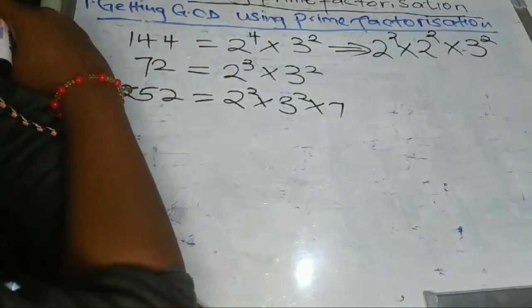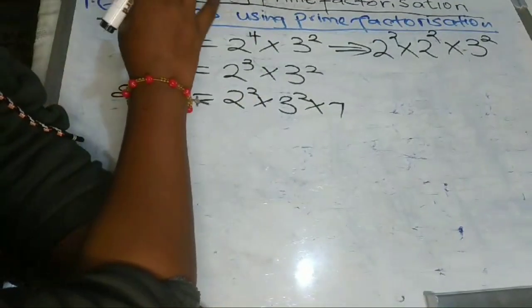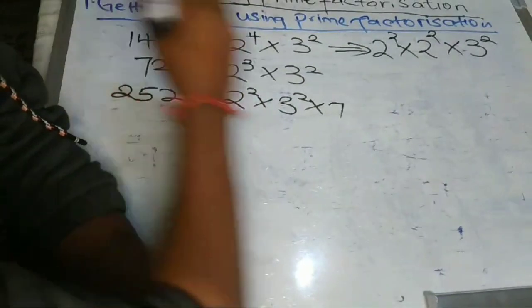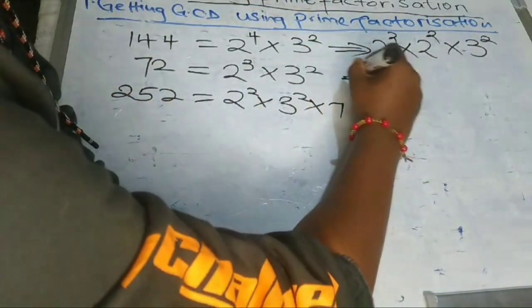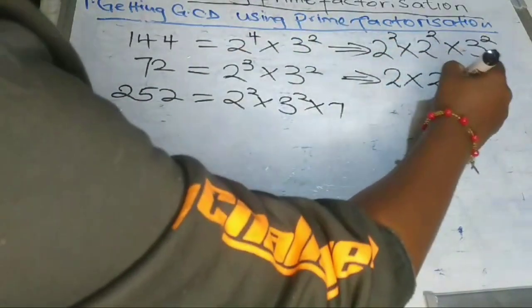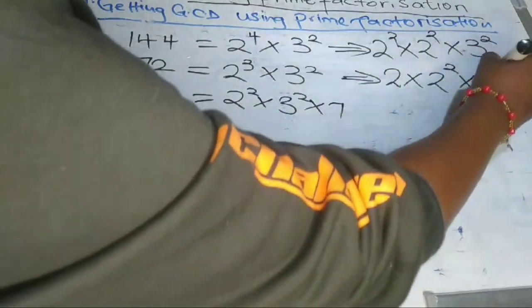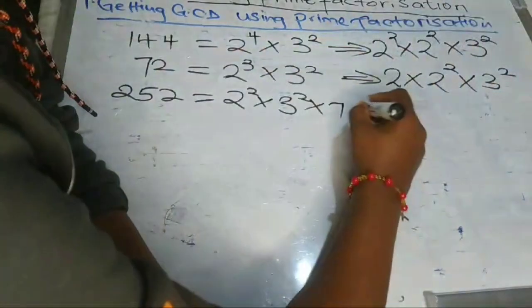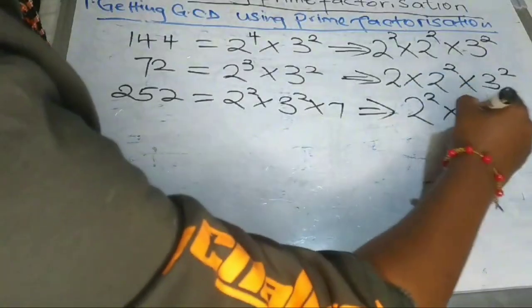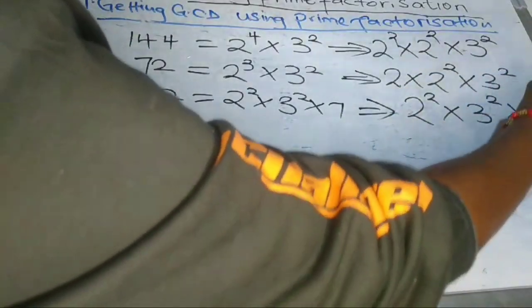2, we will not have changed anything. It is the same value as this. But there's a reason as to why we need to do that. Then this one, we can rewrite it to 2 power 2 times 2 power 2, then times 3 power 2. And this last one, we write it in terms of 2 power 2 times 3 power 2 times 7.